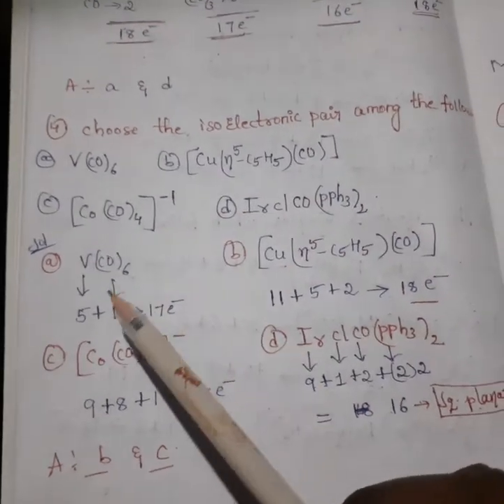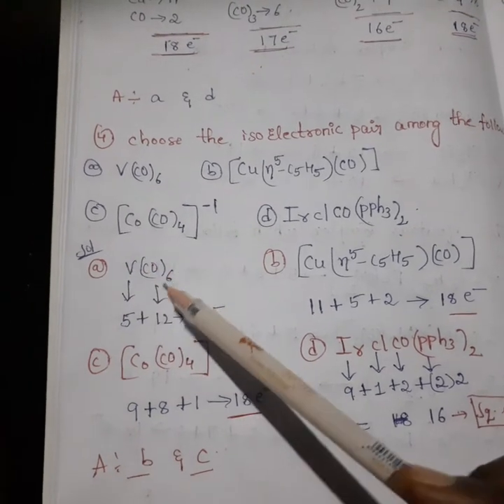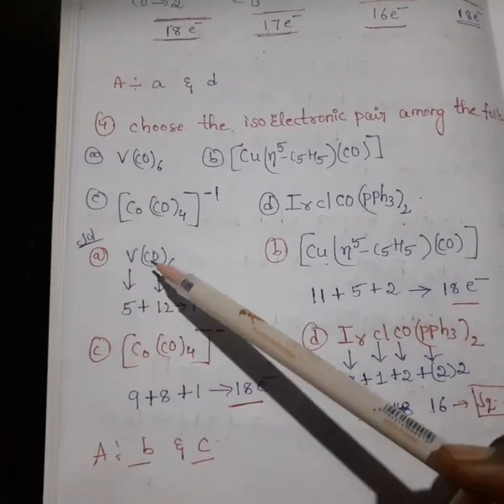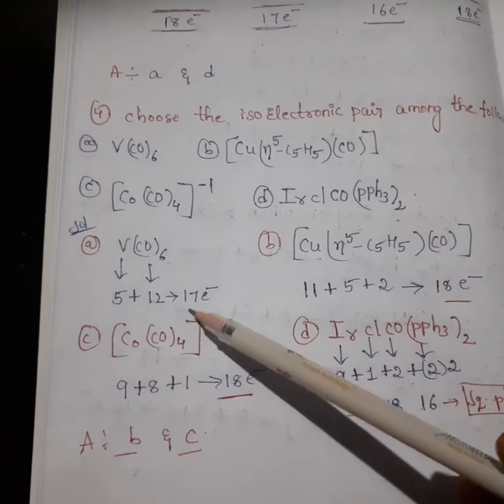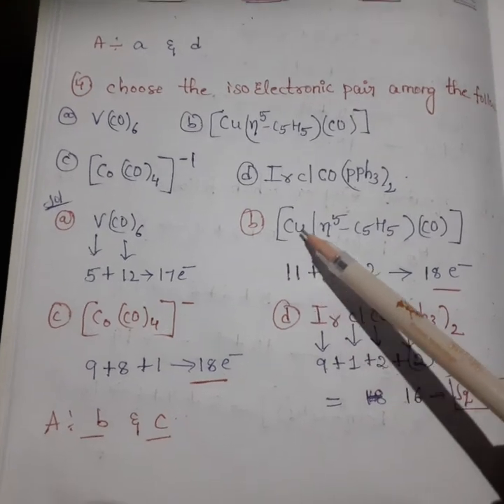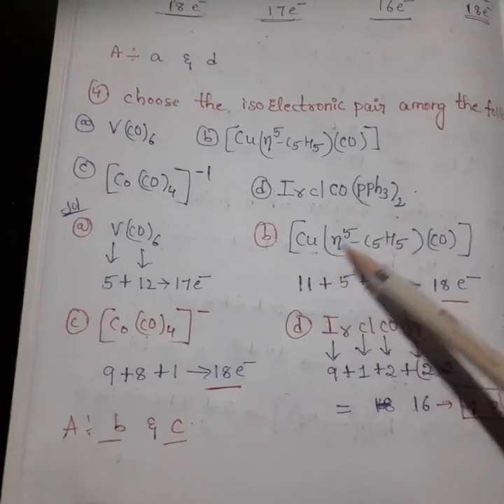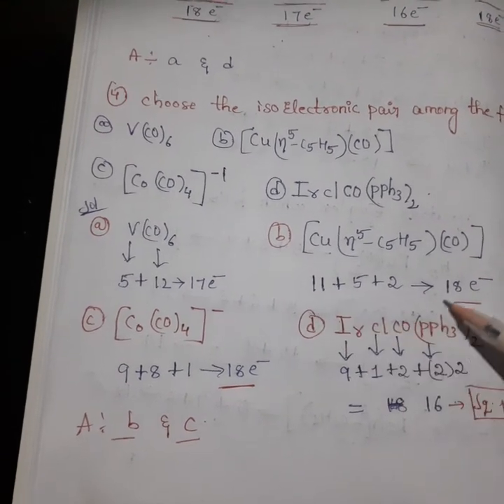First one. Here also same thing. Vanadium means the valency electrons present in the vanadium are 5. Carbonyl 6 means 6 into 2, 12. So here we will get 17 electrons. Next B. See, copper. The valency electrons present in the copper are 11. Eta 5 means hapticity is 5. 1 carbonyl means 2 electrons. So we will get 18 electrons.